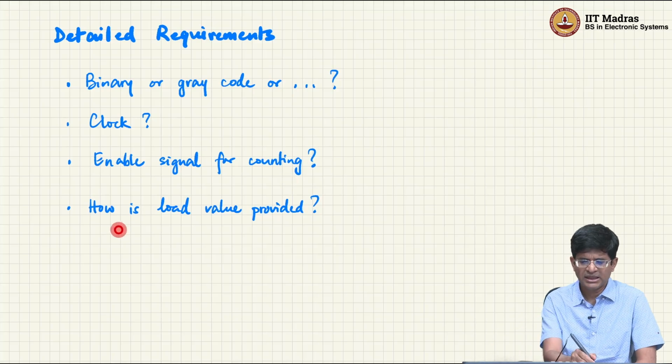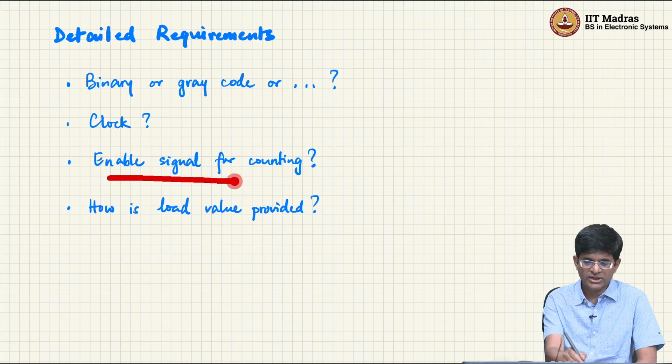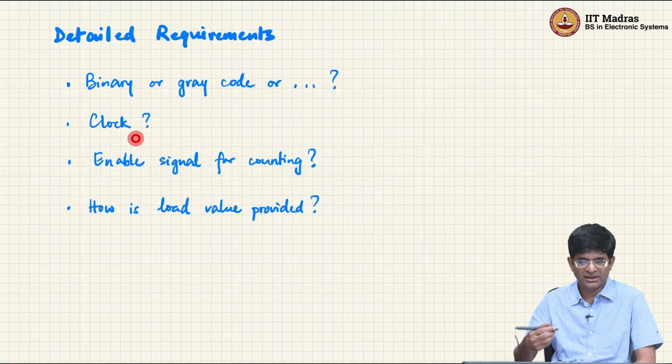Of course the enable signal and the clock are in some sense related, but do you have an enable signal, because that wasn't specified in the informal requirements, right? Should there be a way by which I can just freeze the counter and say, okay, stop counting and wait for something?